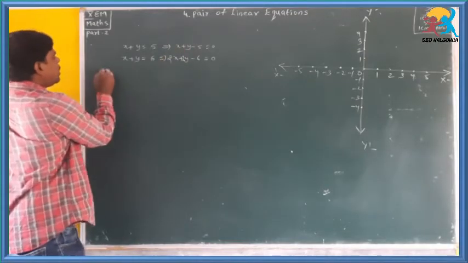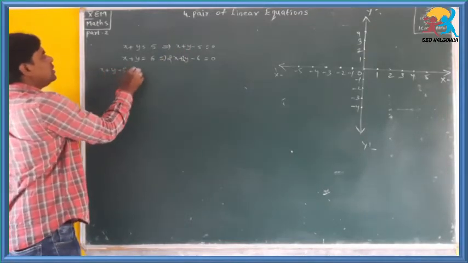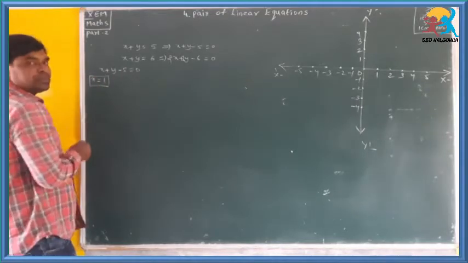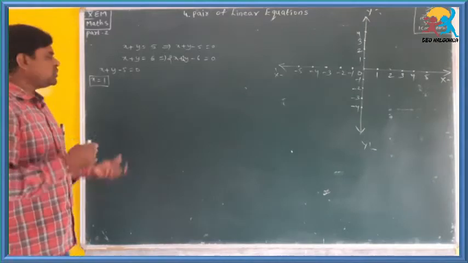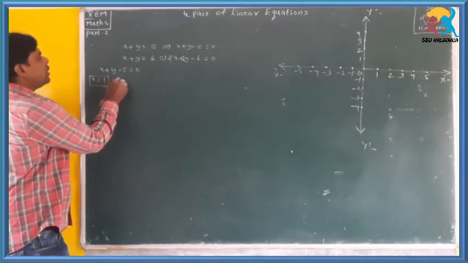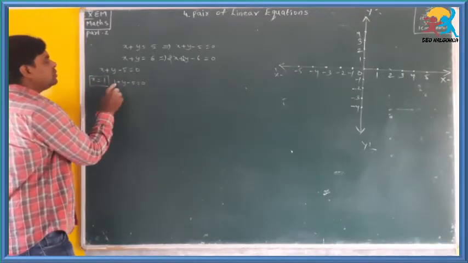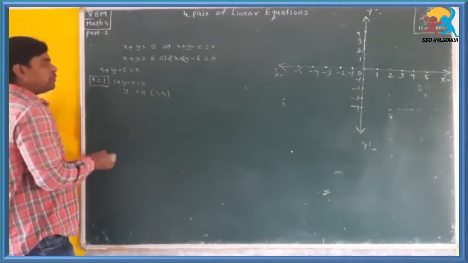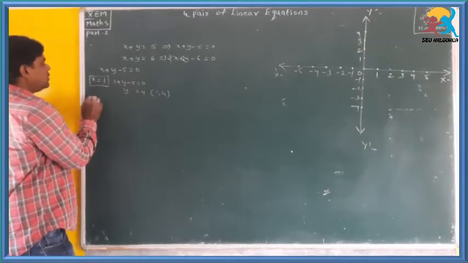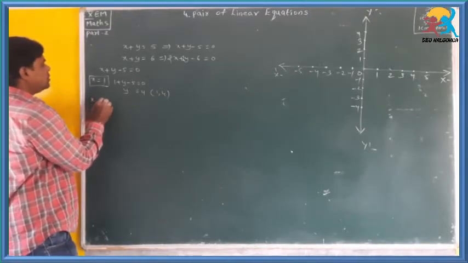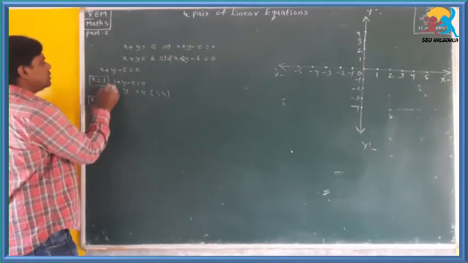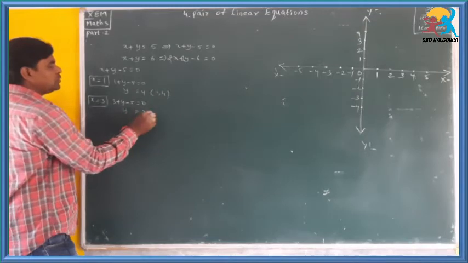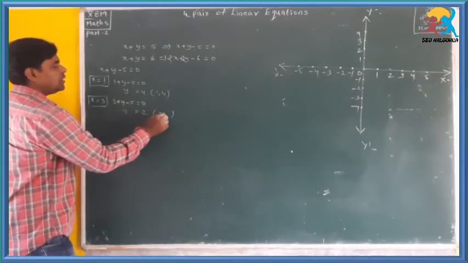Here, to draw the graph of this equation, I have to take the points. I would like to take x is equal to 1. You can take 0 also, no problem. I am choosing 1. So, 1 plus y minus 5 is equal to 0. By simplification, I get y is equal to 4. The point is 1 comma 4. And I have to take x is equal to 3. Then 3 plus y minus 5 is equal to 0. So, y is equal to 2. The point will be 3 comma 2.